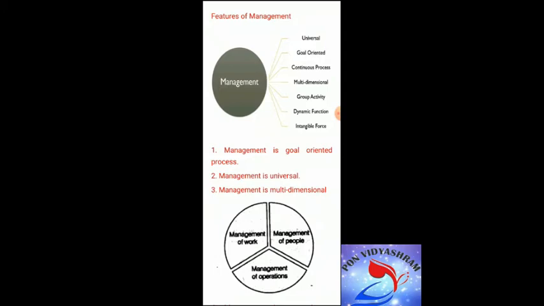Third is your management is multidimensional. When the word says multidimension, it means that it has many dimensions. There are 3 important dimensions. They are management of work, management of people, management of operations.